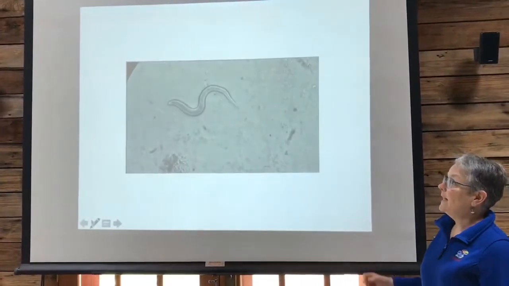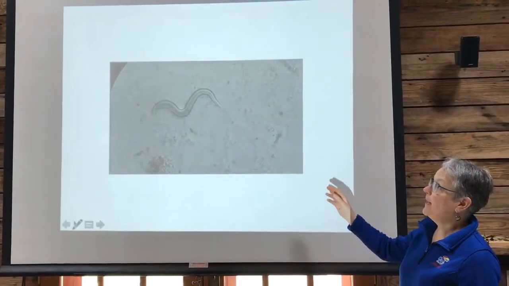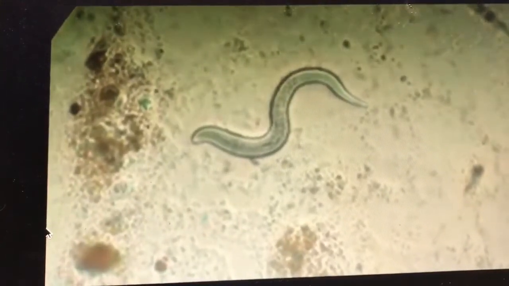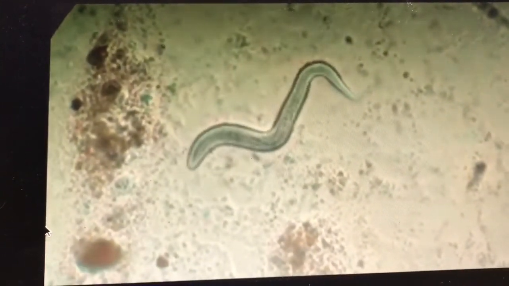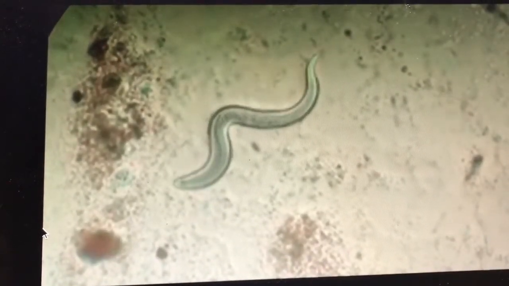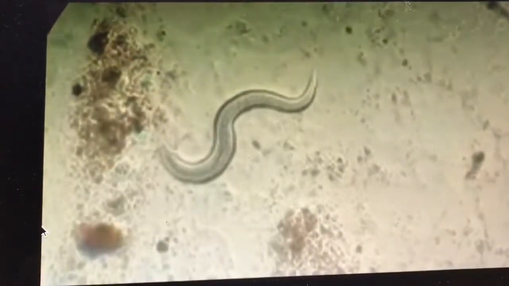So what you're looking at here is a nematode that's been isolated from soil, and this would be a primary consumer. A lot of nematodes eat the roots of plants and can be real problems for many crop plants.